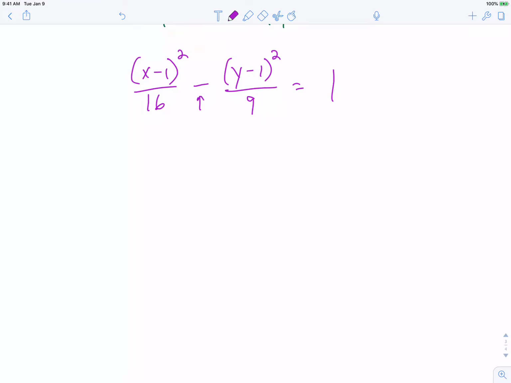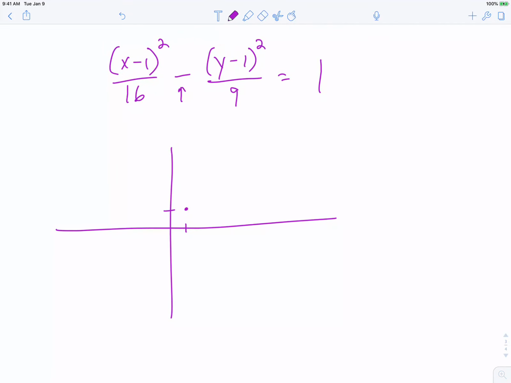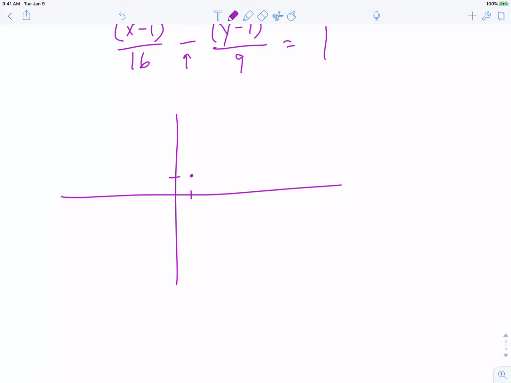Our center is at 1, 1, so let's get this graph done. If I go over 1 and up 1, there's my center. From there I go in the x direction 4 units. Because the x is positive, I know that my transverse axis will go horizontally. The branches will open to the right and to the left. So I'm going 4 out because the square is 16. So I'm going 1, 2, 3, 4 over. There's my vertex. 1, 2, 3, 4 over that way.